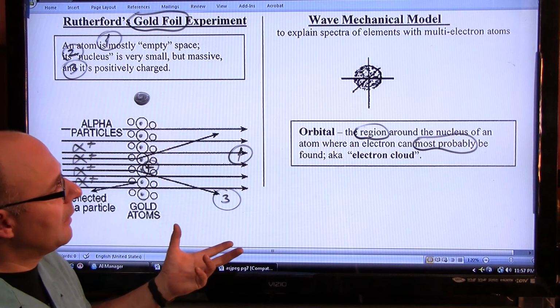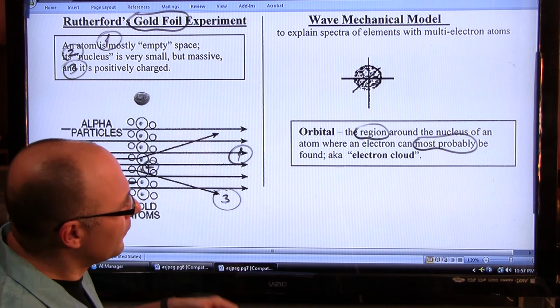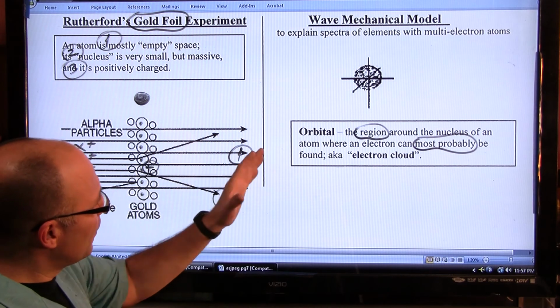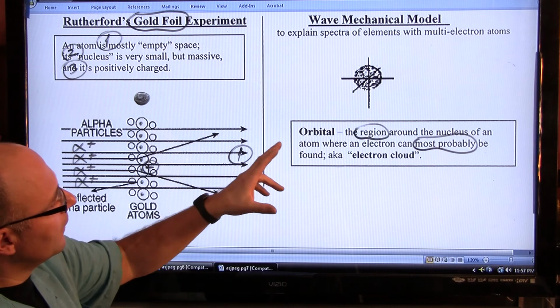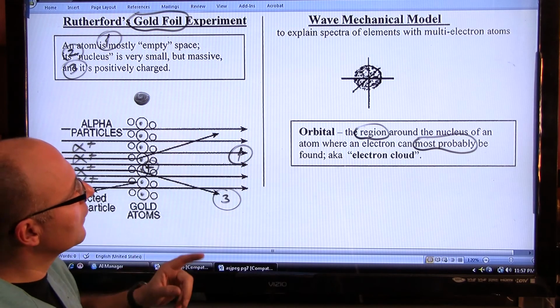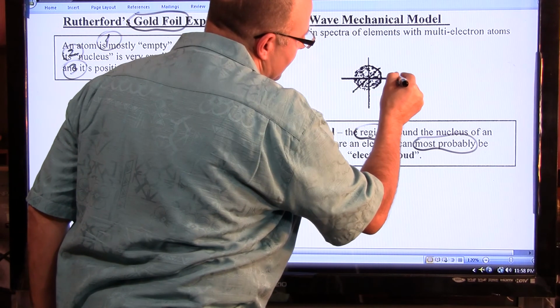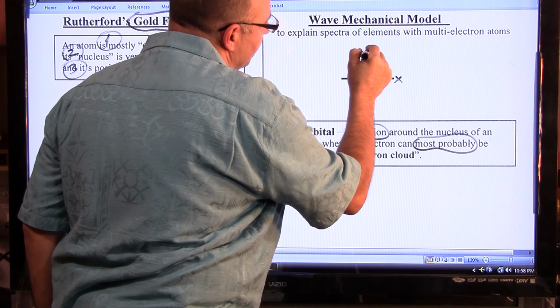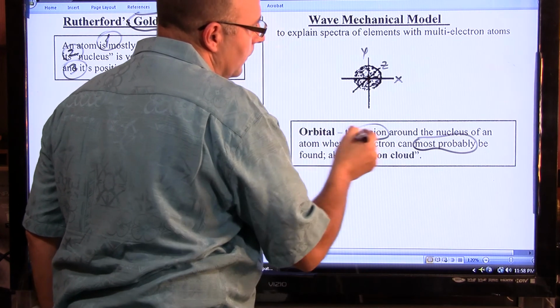The orbitals differ in shapes, they differ in sizes. They differ in four different ways. But the important thing to know here is what an orbital is. What I'm trying to convey here is just that it's a region of space around the nucleus of an atom. So these are your axes here, the x-axis, the y, and the z, three-dimensional. Think of the nucleus as central.